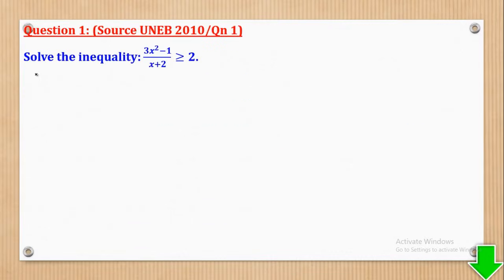So with those steps, let's see how they can be used to answer some of the questions. Question 1 came from UNEB 2020, paper 1, question 1, and it says solve the inequality. Now, like I said, step 1: do not cross multiply. If by mistake you bring this one this side, that will already be vague. So do not cross multiply.